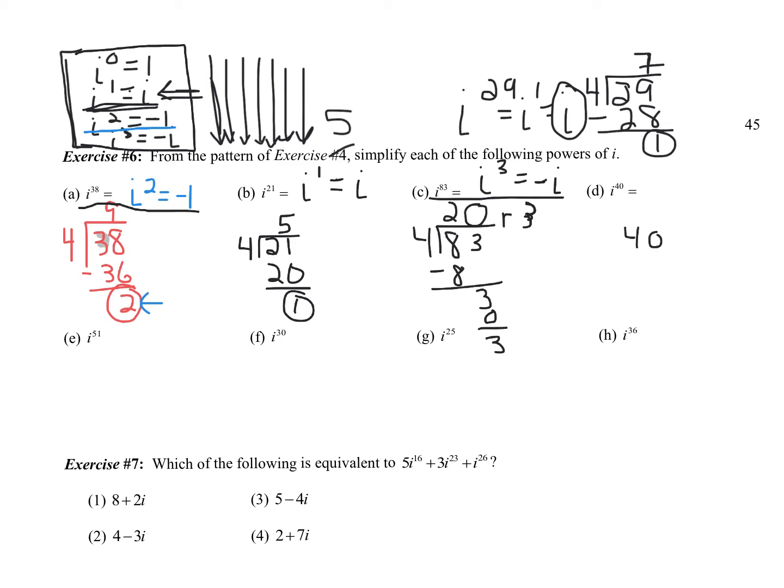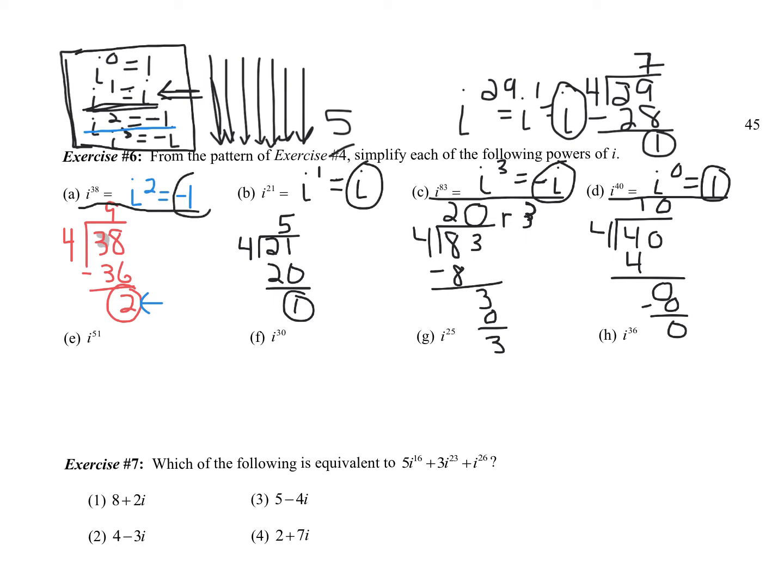Next one, and this is the last one I'm going to show division. And we know that 4 goes into 40 10 times. There's a remainder of 0. So this one equals i to the 0, which is 1. So these are my final answers. I'm just going to circle them down the line. And now I'm going to do the next ones without.